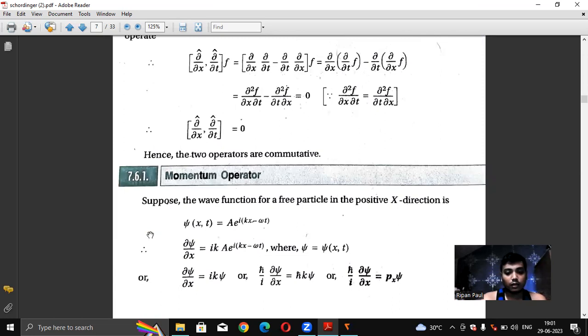Here is given one thing: the momentum operator. The wave function for a free particle in the positive x direction is psi(x) equal to A e to the power i(kx minus omega t). This is mainly the wave function, okay? And this is the real function. You need to know the derivative to find this equation. It is very important and very tough to memorize this. But do not worry, if you are really a physics-loving student, then you may find it very easy to learn.